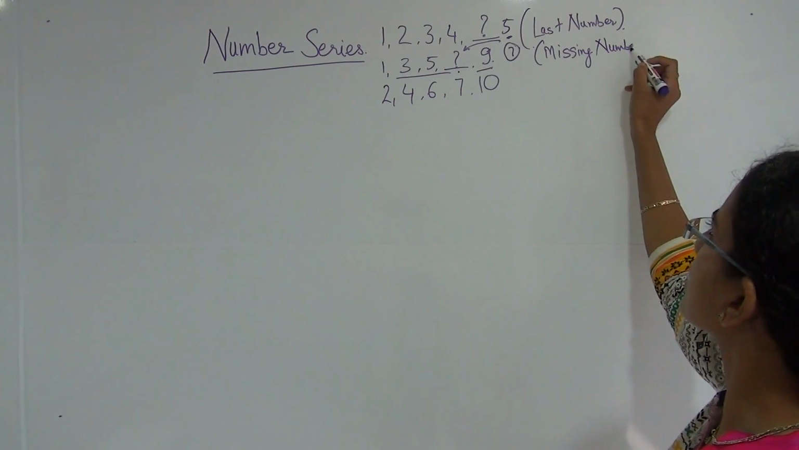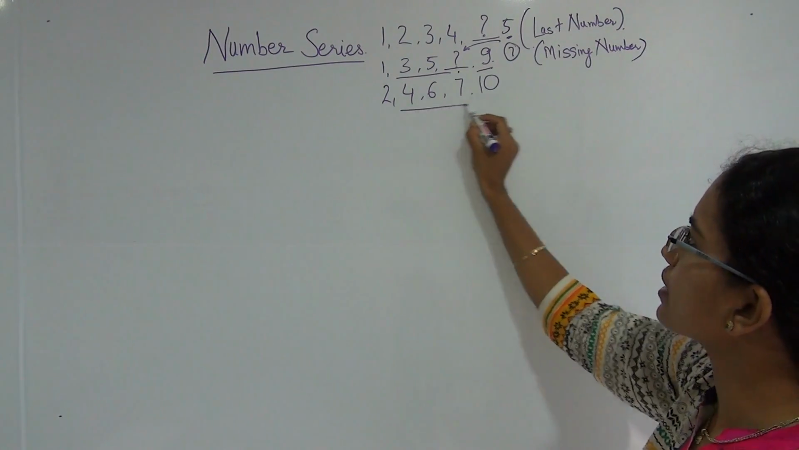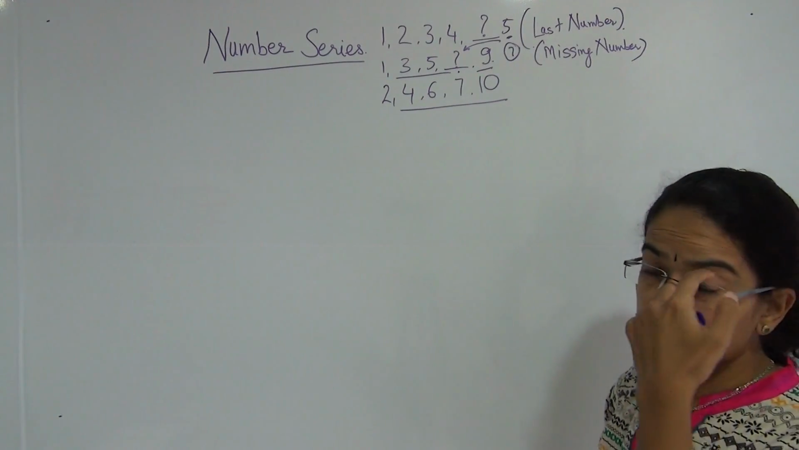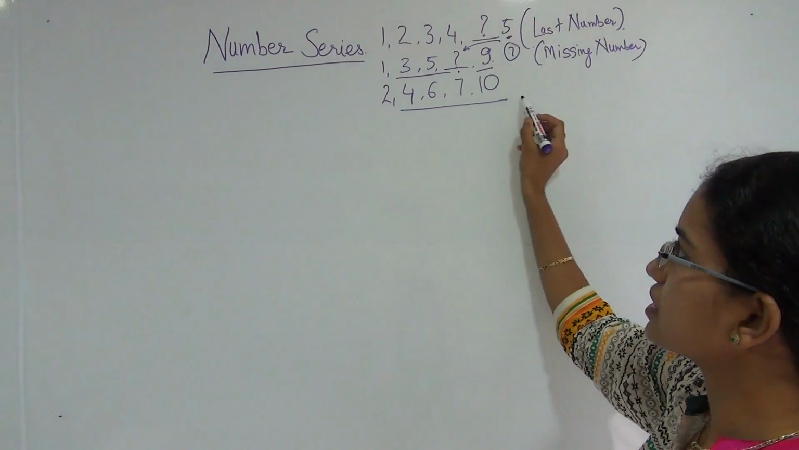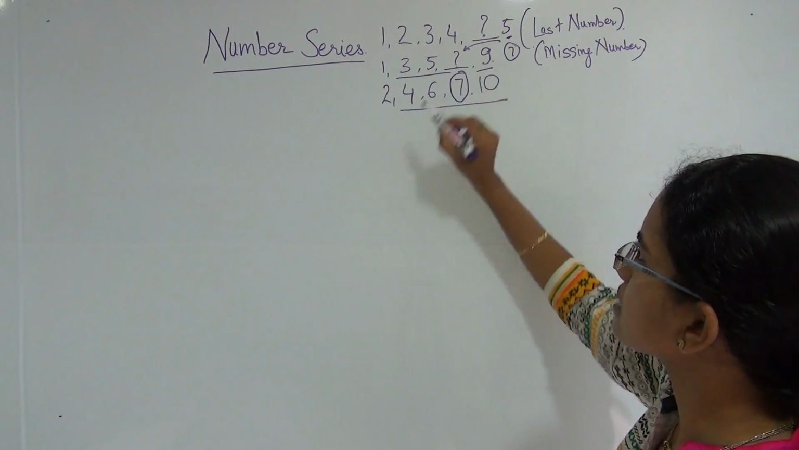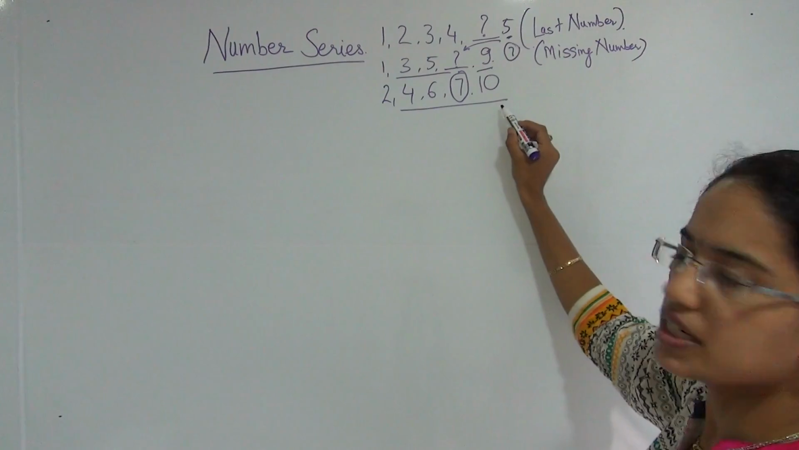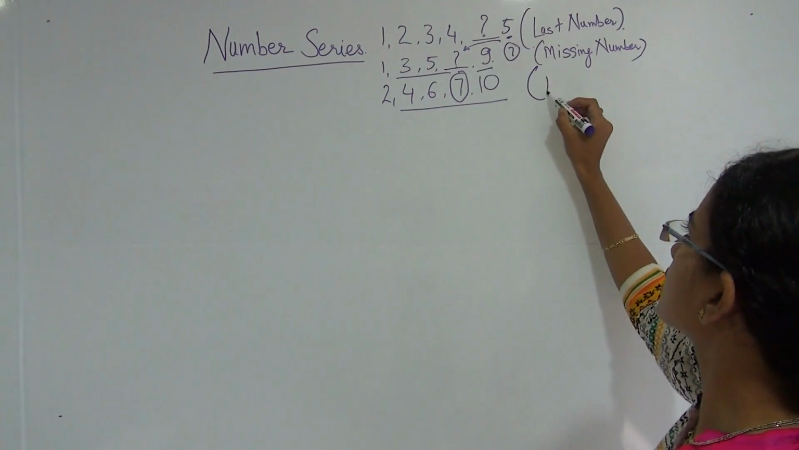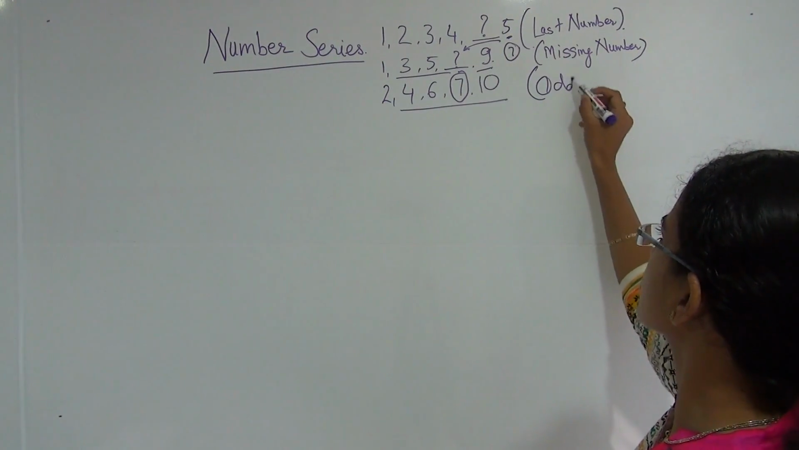And finally there can be a question where you are asked to find out the odd man out. That means all of the elements of the series are similar except one. So we can say except this number, all of those are even numbers. So this is a kind of odd man out series.